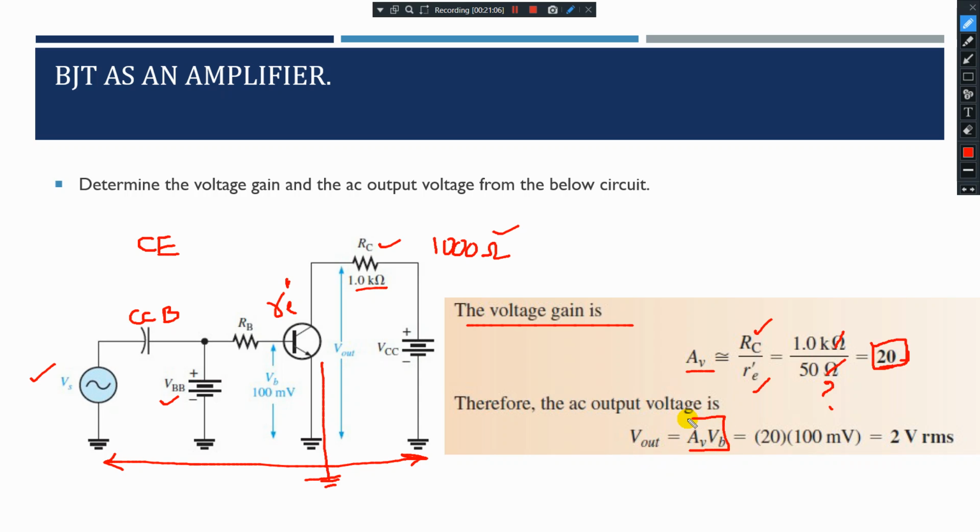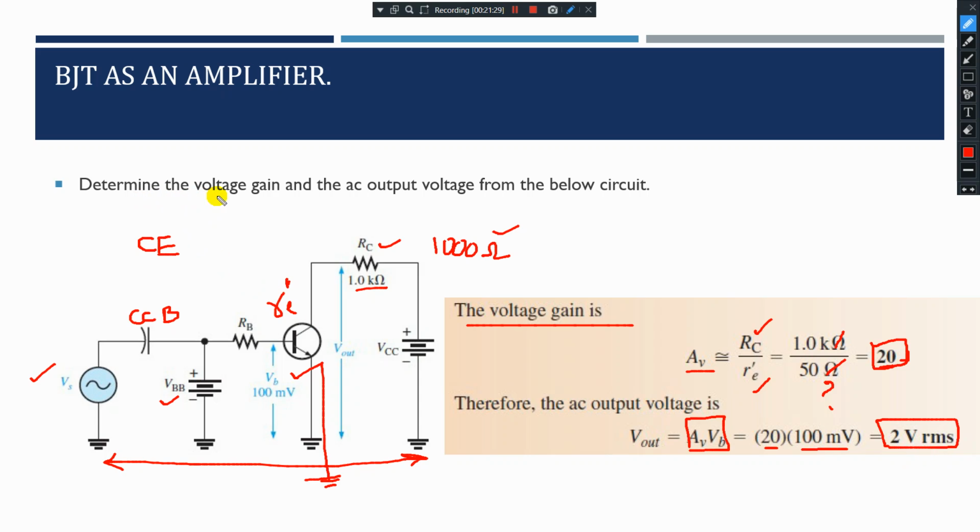gain times VB. What is the gain here? 20. What is VB here? 100 millivolt, already given here. VB is equal to 100 millivolt. So that gives 2 volts. 2 volts RMS. RMS means root mean square.